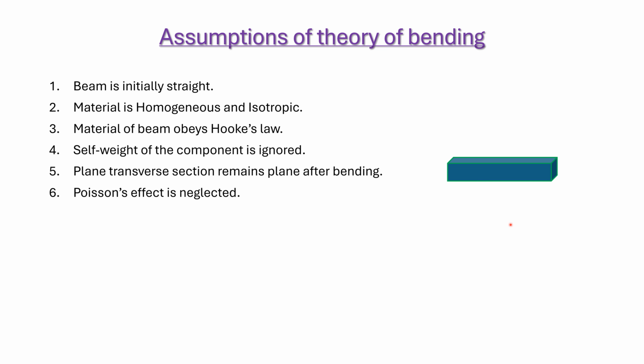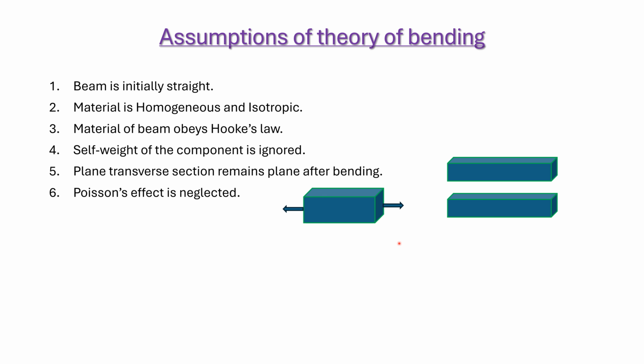Next, Poisson's effect is neglected. Poisson's effect is neglected to avoid additional strains in the transverse direction. You know that if we apply load in the longitudinal direction, there will be a reduction in the cross section. That is nothing but the depth and width of this beam is going to reduce, and finally the beam will look something like this. Ensuring there is no Poisson's effect acting on this member will avoid additional strains in the lateral direction.